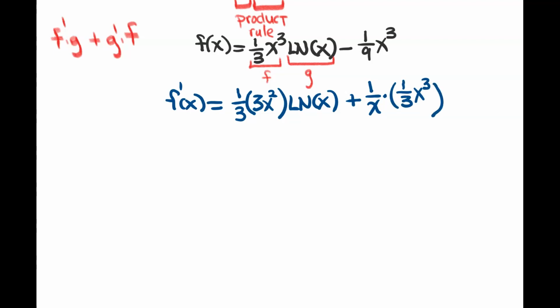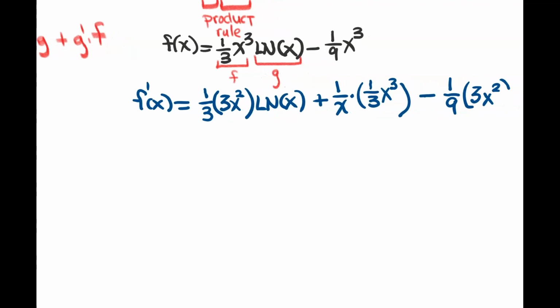So all of that's my product rule, minus, and then I still have to do the derivative of this last term, so let's keep 1/9 there, and that's a coefficient, so that's going to multiply by the derivative of x cubed, which is 3x squared.